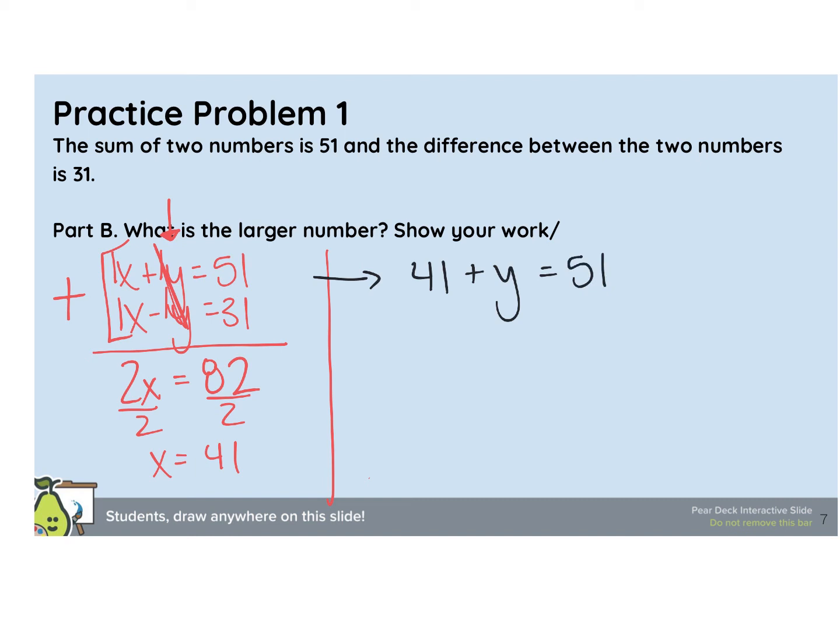And this math is really easy, right? 41 plus what is 51? I did it in my head, it's 10. But if you want to show the steps, we get y equals 10. What is the larger number? X is the larger number.